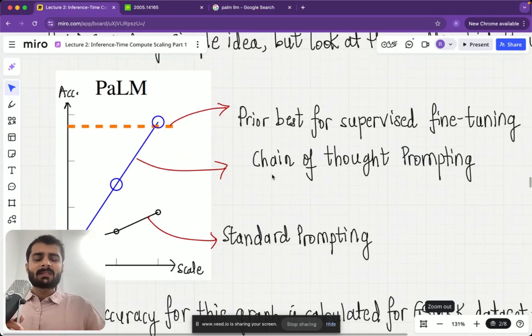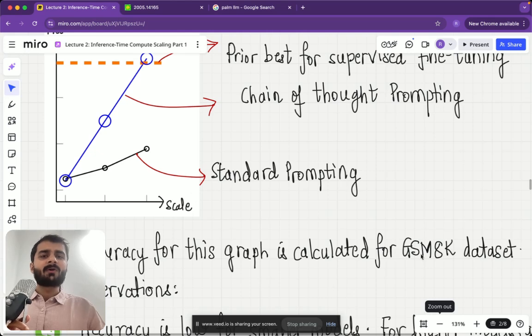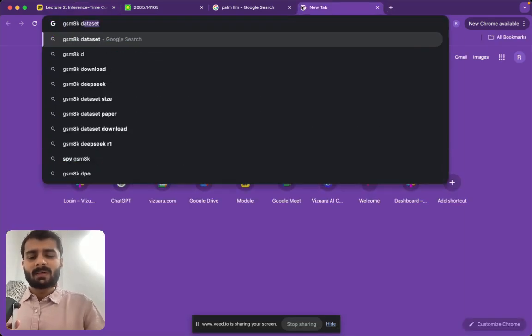What is this study telling us? So this study tells us that on the x-axis you have scale, right? So as we increase the number of parameters, which is on the x-axis, on the y-axis you see the accuracy. Whenever you see an accuracy metric, you should always ask the question: on which data set is this accuracy calculated? So this accuracy is calculated for the GSM 8K dataset. GSM 8K is an arithmetic reasoning dataset with a bunch of arithmetic reasoning questions.